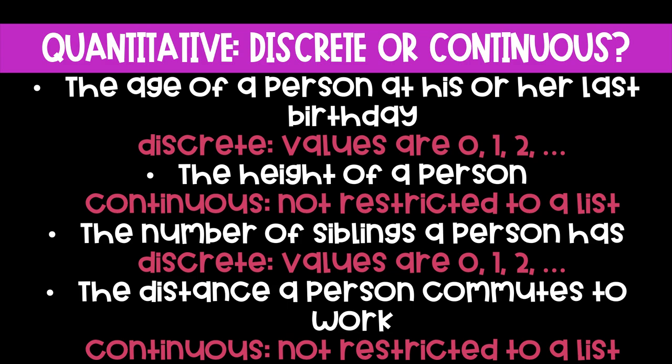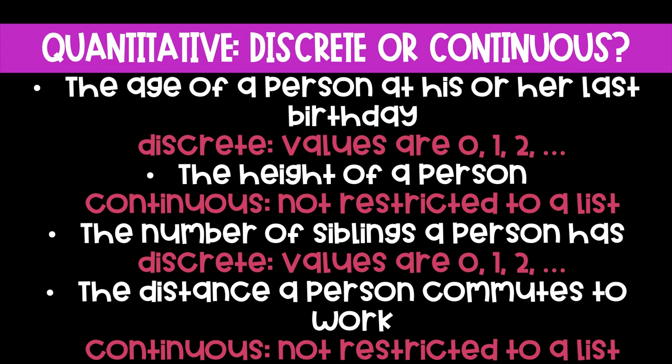The number of siblings a person has, that one would be discrete. The possible values are none, 1 sibling, 2 siblings, 3 siblings, and so on. We don't have half siblings. I'm talking about the amount or quantity of a person, not in the sense of a half brother or half sister.